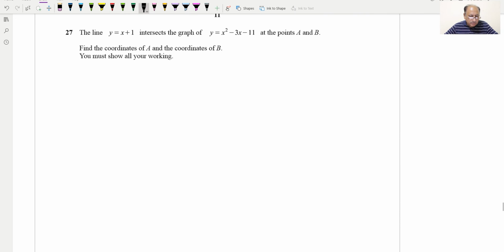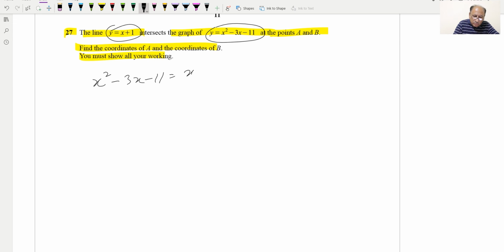Hopefully you understood this. Now this is question number 27, and question 27 says the line, this one, intersects the quadratic graph, this one, at the points A and B. Find the coordinates of A and B. So basically we have to equate them. For equating them we can write y is equal to y: x squared minus 3x minus 11 is equal to x plus 1.